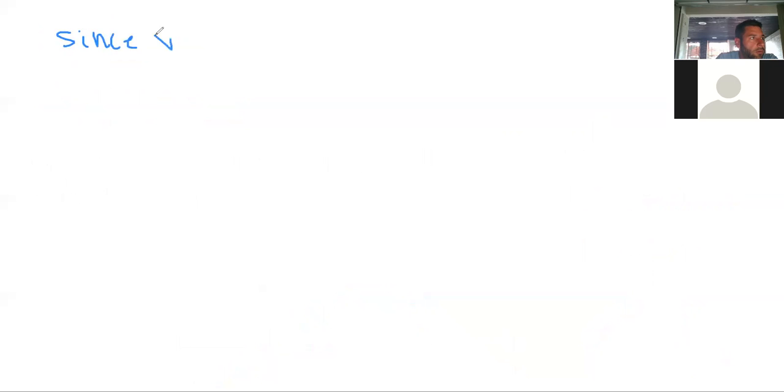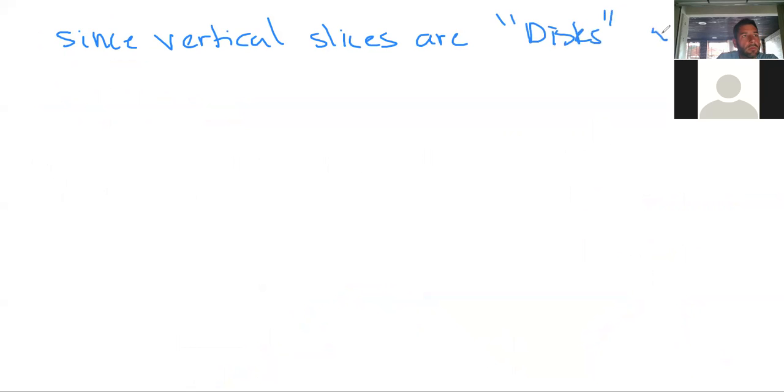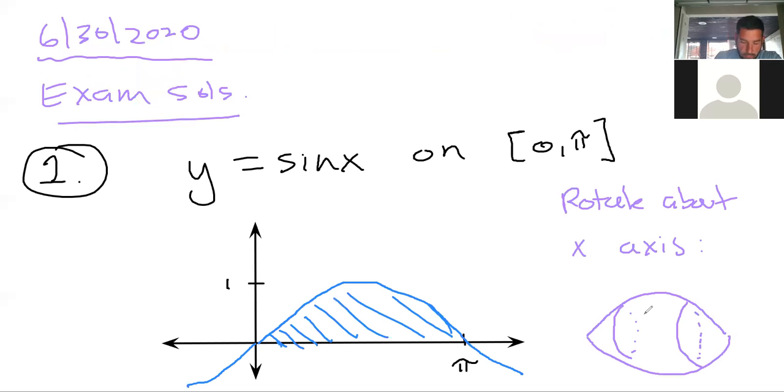So since the vertical slices are disks, we're going to use that method. So what do I mean by vertical slices? Well, what I mean is if I take a slice of this object, and if I think about it, this slice is a disk. It's a circle. And again, you're going to need a little bit of an imagination, but you gotta give it. Okay, so what does the disk method say?